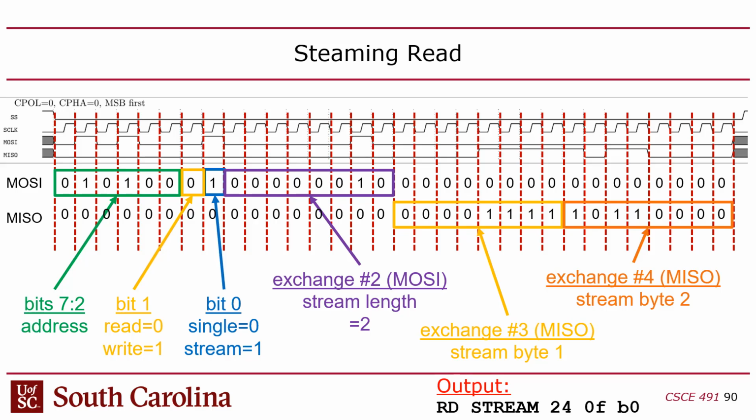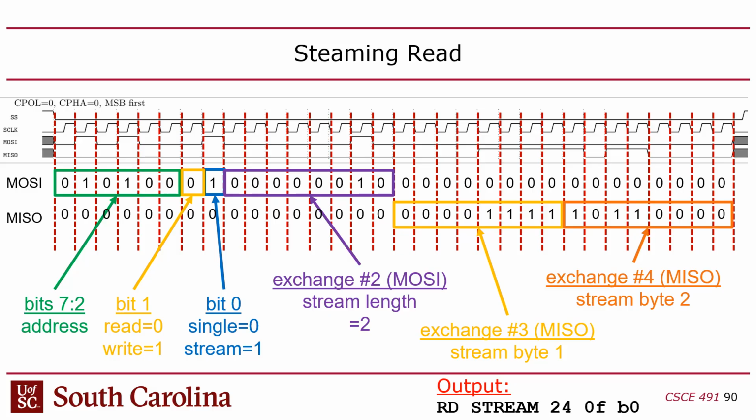Make sense? Okay, so in lab 1, you're just going to be reading the trace, reading what's going on in the waveform, and decoding that. In this case, your program should print read stream, and then 24, which is the address, and then the 2 values that we read, which were F and B.